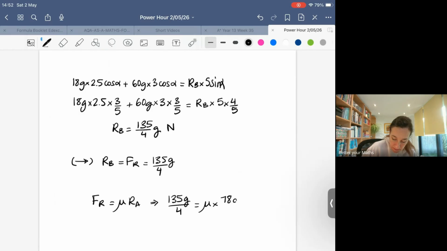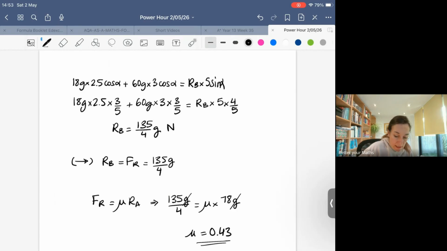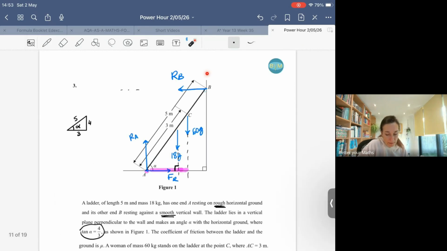So mu from here, we can cancel g. And we have 135 divided by 4 and divided by 78. And that's your mu. If you get something greater than 1, please don't get scared. It doesn't need to be wrong. We think that it has to be smaller than 1, but it doesn't. So this is 0.43. Very typical, very typical.